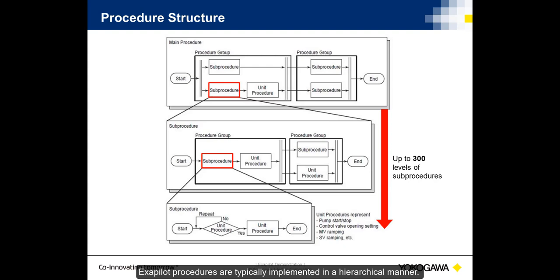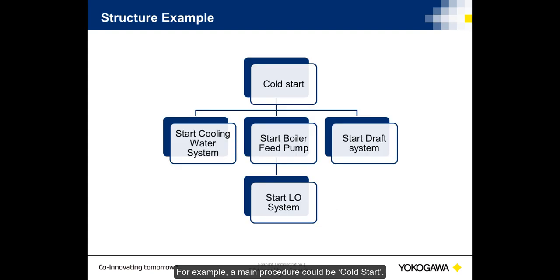Exapilot procedures are typically implemented in a hierarchical manner. There's a main procedure that includes multiple sub-procedures, then these sub-procedures can hold further sub-procedures, and so on. For example, a main procedure could be cold start. This main procedure would then include a number of sub-procedures such as start cooling water, start feed pump, start draft system, and so on. So, without further ado, let's look at an Exapilot demo.